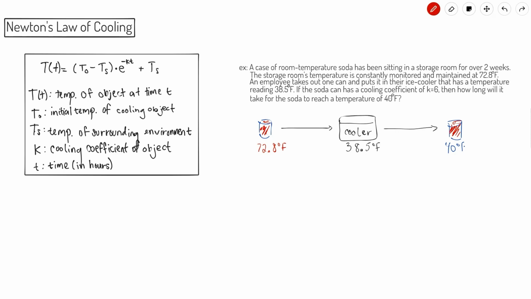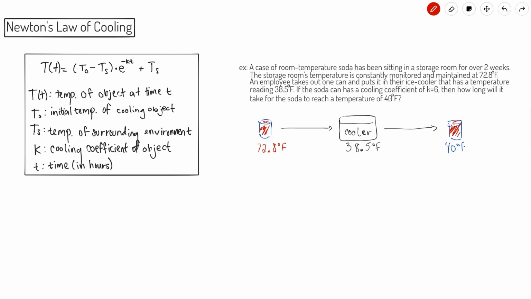If you notice, in the box at the top left of the screen, we have a formula written. This formula here is Newton's law of cooling. If I read it out loud, it says T of t is equal to T naught minus T sub s times e to the power of negative k times t, plus T sub s.